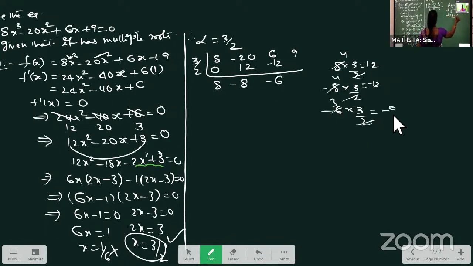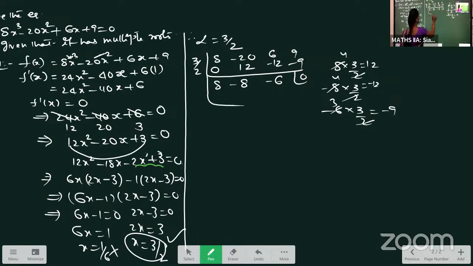That is minus 9. Hope you understood this one. Multiply every time with this one, and whatever the answer you get, keep it here. Multiply this with this one, whatever the answer you get, keep it here. Again, multiply this with this, whatever the answer you are getting, keep it here. That is 0.